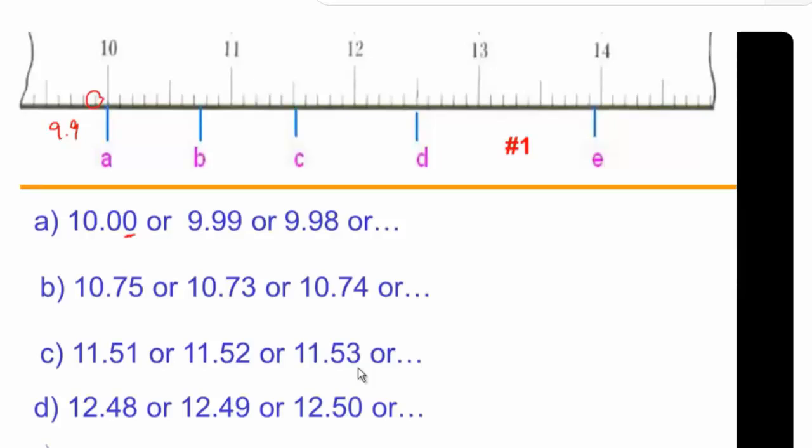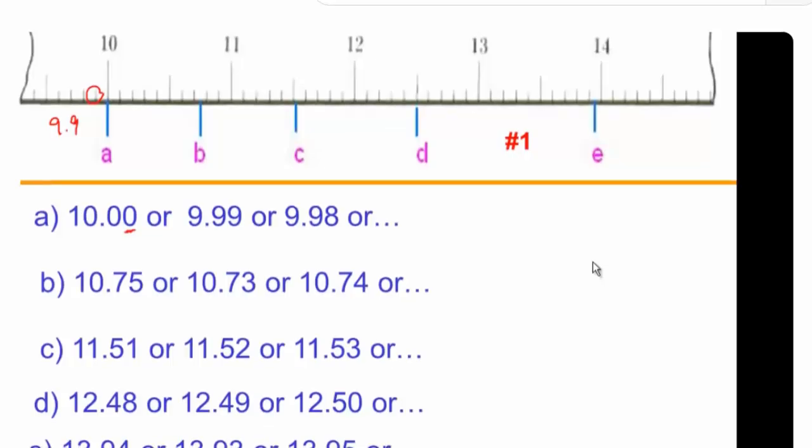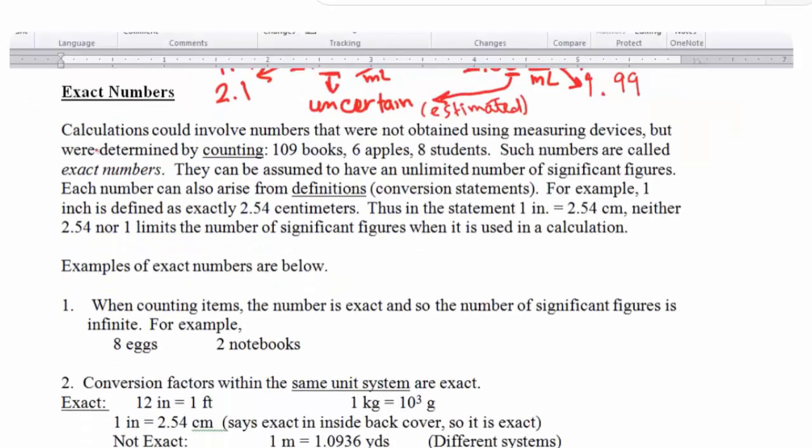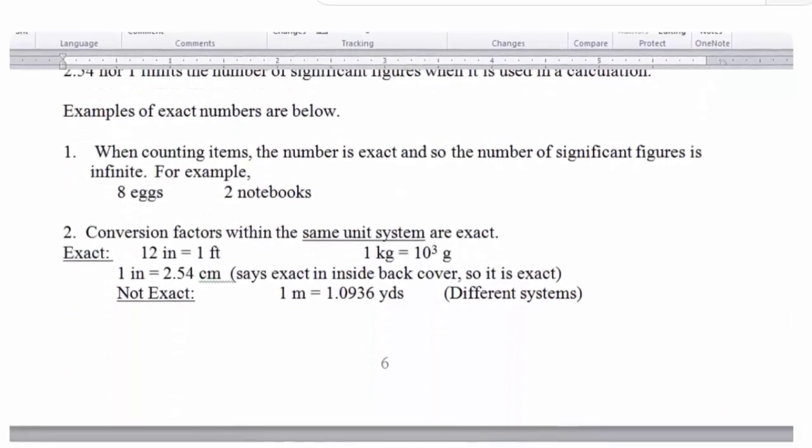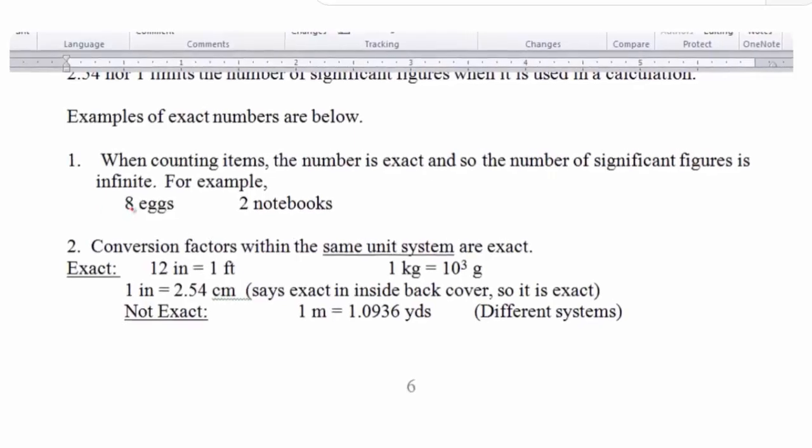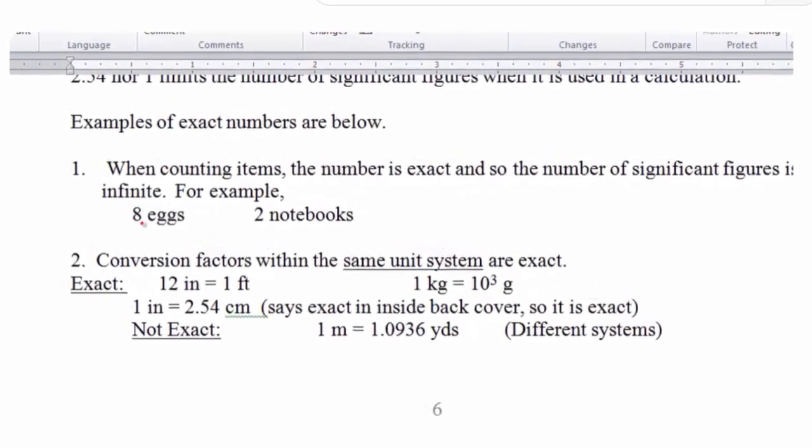D and E, the same thing here. There are certain numbers that do not have any uncertainty, which we call the exact numbers. Like 1 dozen is 12. There is no uncertainty. When you count things, if you have a box of eggs and you count the number of eggs and there are 8, there is no uncertainty here. It's exactly 8.